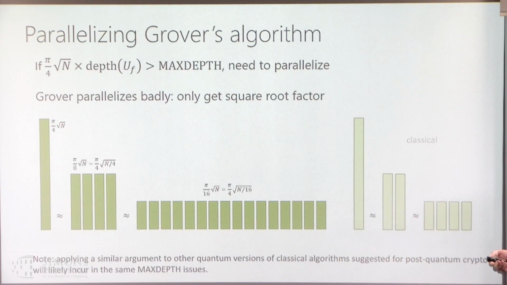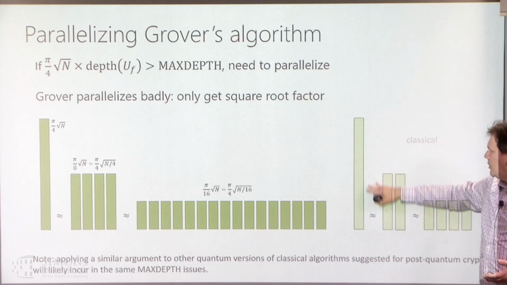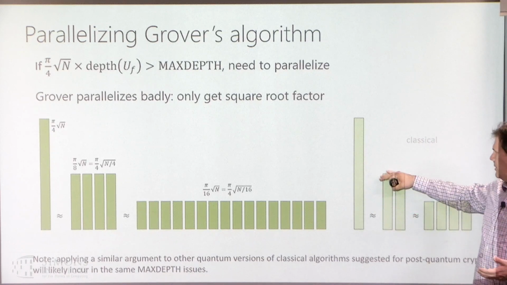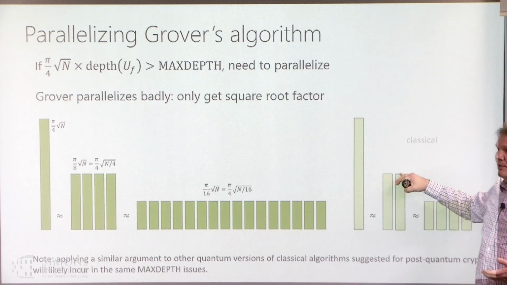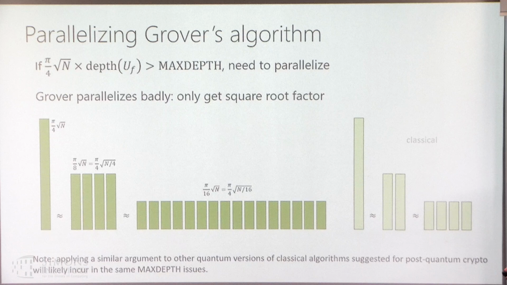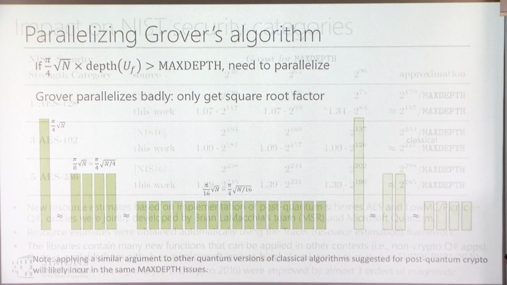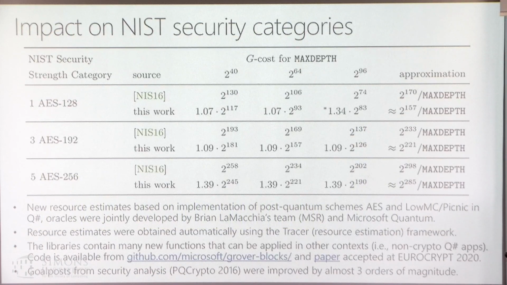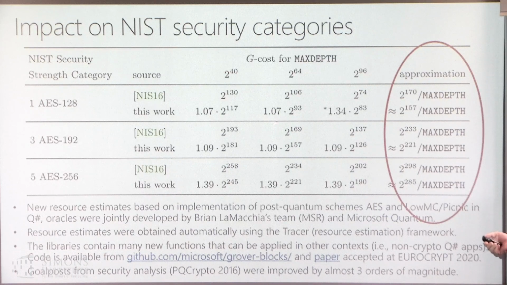And Grover, unfortunately, does not parallelize well. Classically, if you have 2 processors, you can ideally distribute the load and double the speed. Quantumly, unfortunately, that's not the case. But still, we had to analyze it, and the result of the analysis can be found in the paper. What you can achieve heavily depends on what your max depth is. We improve over the best known state of the art by several orders of magnitude, basically three orders of magnitude.